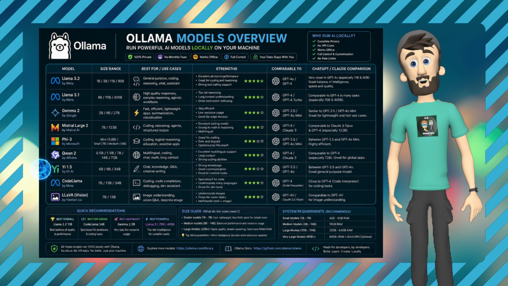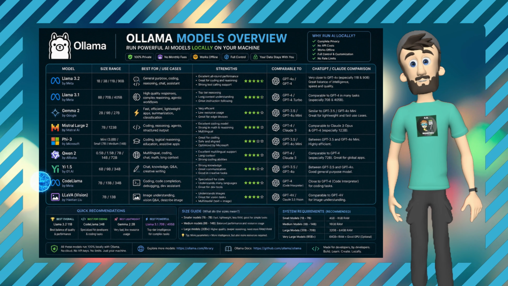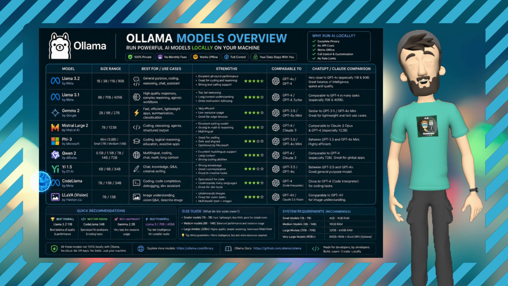Now let's talk about a model that many developers love. Code Llama. As the name suggests, Code Llama is designed specifically for programming tasks. It understands many programming languages and can help with code generation, debugging, explanations, and software architecture. If your goal is to build coding tools or development assistance, Code Llama should definitely be on your list.